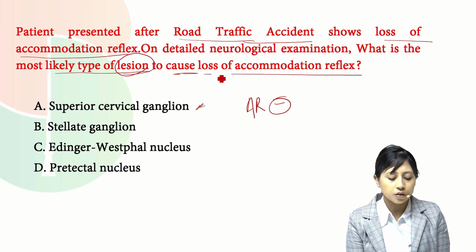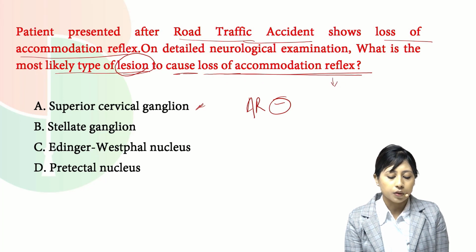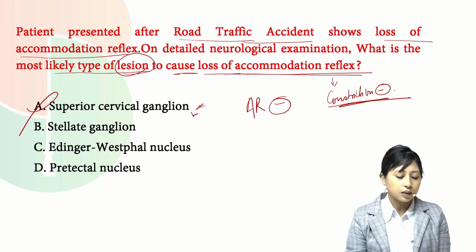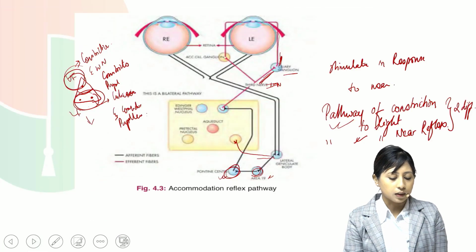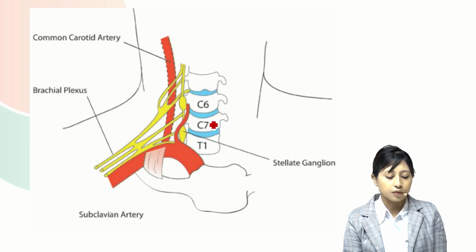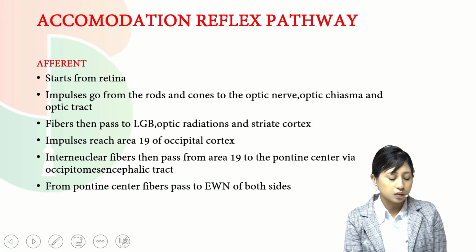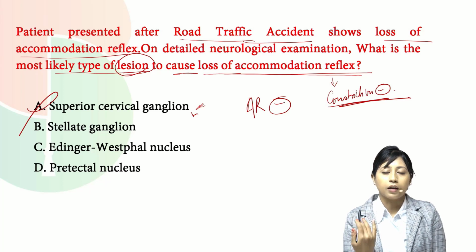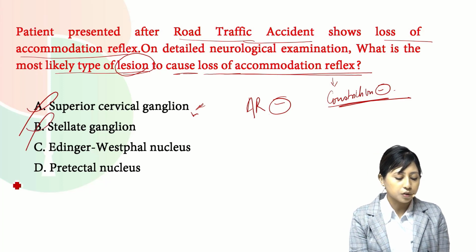Here the question is loss of accommodation reflex, meaning constriction absent. Constriction is not happening. So is this the right option? No, because we are getting a constricted pupil, so this is wrong. Stellate ganglion: what is the stellate ganglion? The stellate ganglion is at the C7 vertebra and T1 vertebra, but we are not getting this in this case. In this RTA, we are not having any fracture, so we can exclude this option.